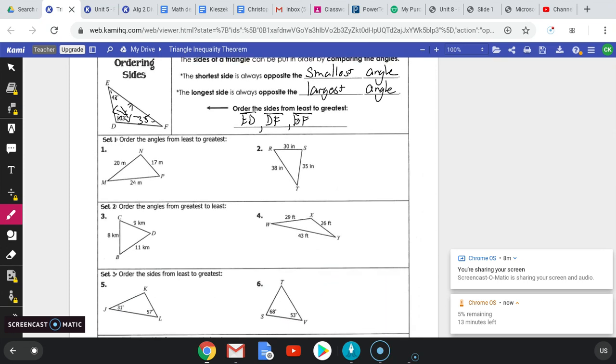So let's just get a couple examples here, maybe 1 or 2. So number 1 says order the angles from least to greatest. Well, least to greatest, that means I go from the smallest side to biggest side. Here's the smallest side. Therefore the opposite angle is M. Next biggest side is 20, so the next biggest angle is P. And then the biggest side is P, so the biggest angle is N.